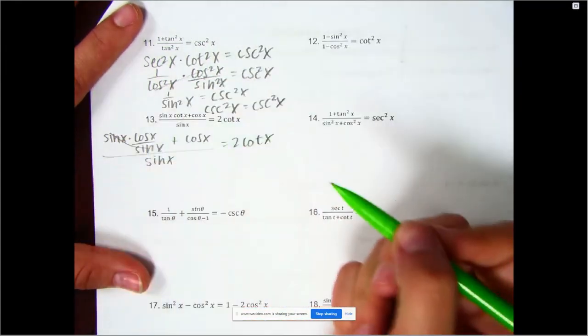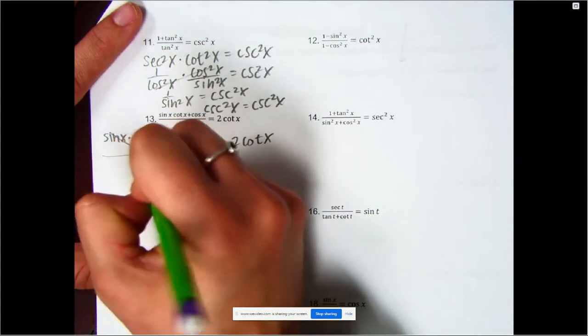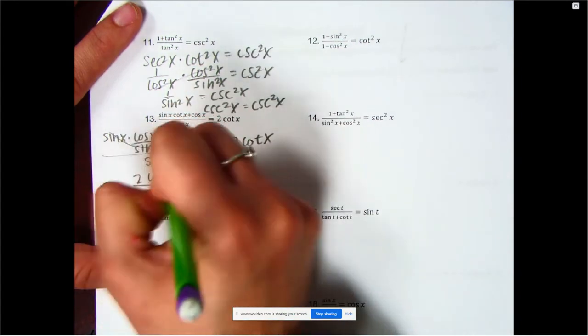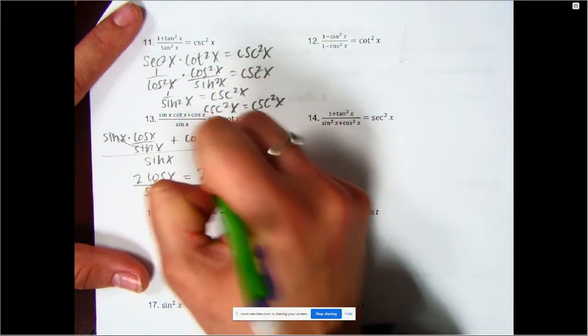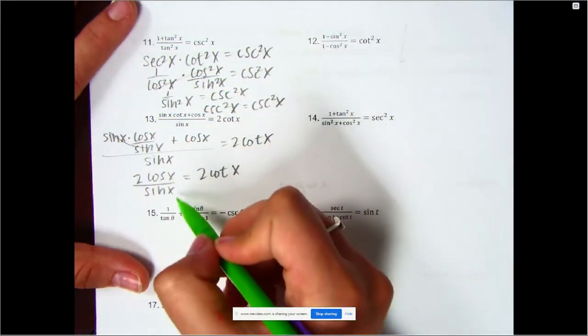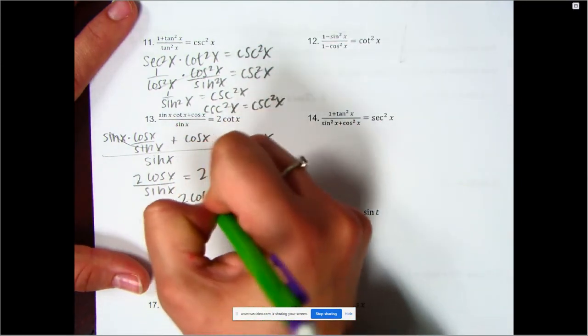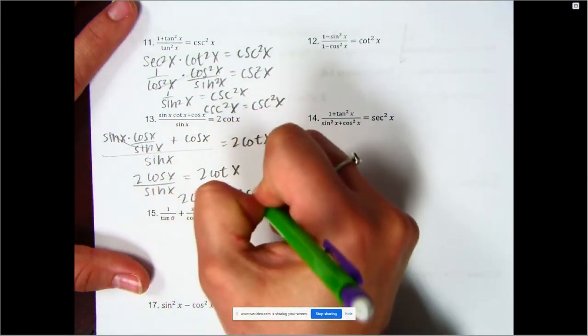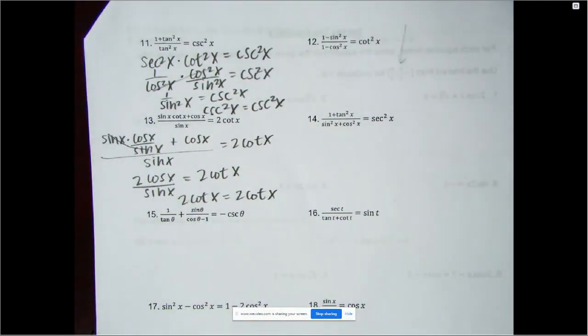Well, this crosses out. Now cosine plus cosine is 2 cosine over sine. Oh my gosh, things are looking good because cosine over sine is cotangent. Bring down that 2. 2 cotangent equals 2 cotangent. Yay!